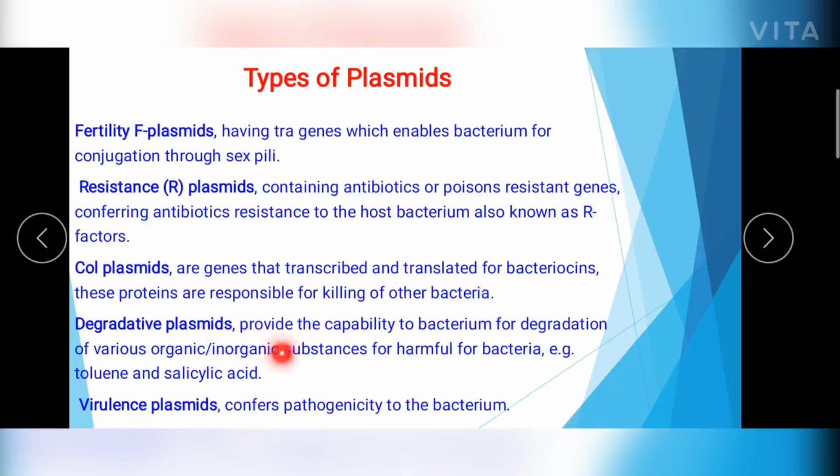The next one is the degradative plasmid. These plasmids provide the ability to degrade various types of organic and inorganic toxic substances which are harmful for the bacteria. Next, the last one is the virulence plasmid. This confers pathogenicity to the bacterium because it contains virulence factor encoding genes. In this manner, in nature, in bacterial cells, you will have different types of plasmids, and they encode these types of special characters to the bacterial cell.